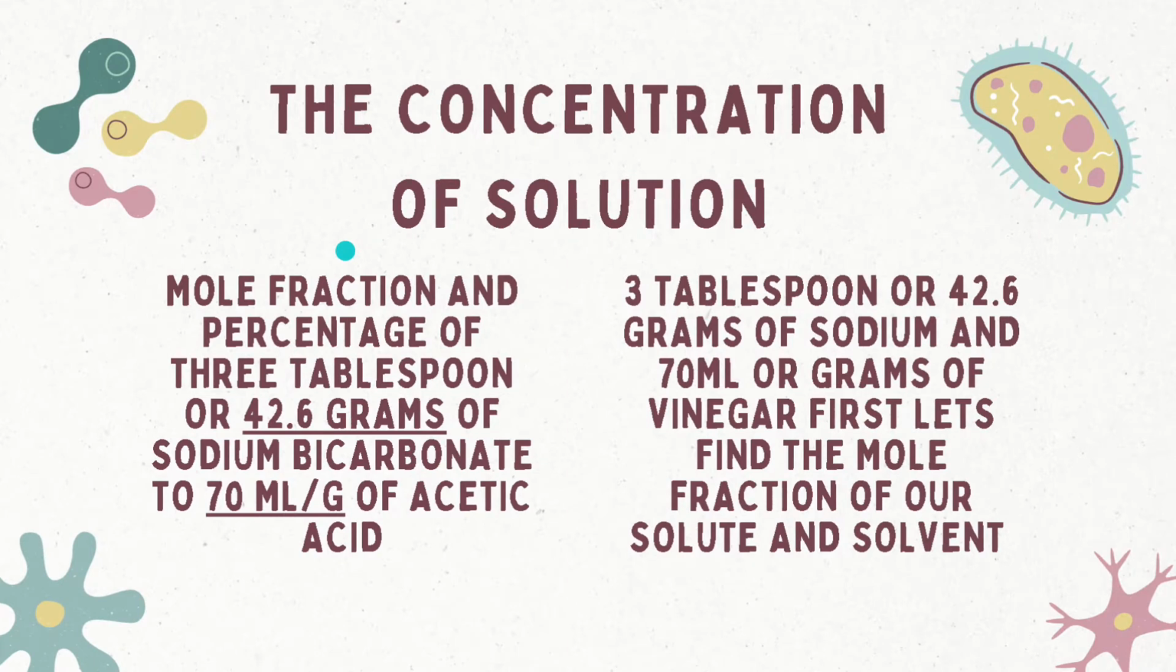The concentration of solution. Mole fraction and percentage of 3 tablespoons or 42.6 grams of sodium bicarbonate to 75 ml or grams of acetic acid. Now let's find out the mole percentage of our vinegar and baking soda in our solution. We had 3 tablespoons or 42.6 grams of sodium bicarbonate and 70 ml or grams of vinegar. First, let's find the mole fraction of our solute and solvent.